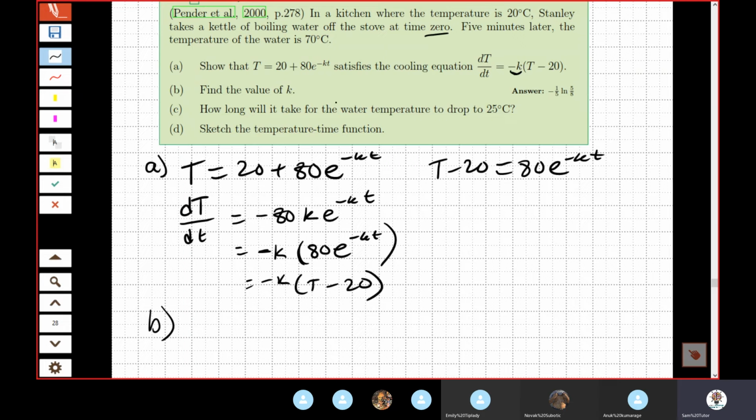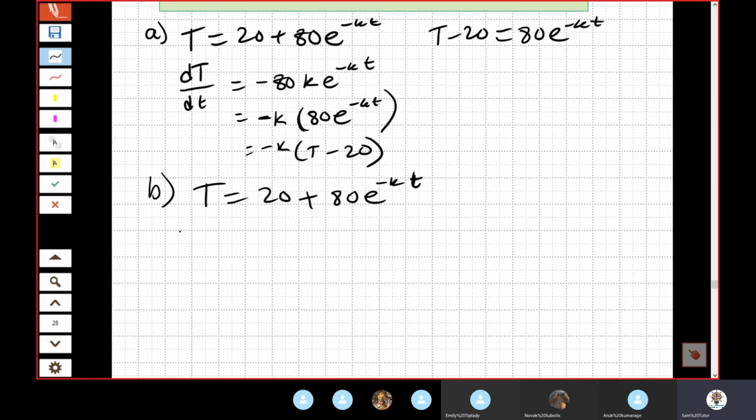All right, part b: find the value of k. Well, to do that, again, we go back to our original equation. I think we know that by now. There it is. What do you know? Five minutes later, the temperature of the water is 70. What do we know? Someone tell me. Five minutes later, temperature 70. We know time and temperature. Time is 5 minutes, and you've got 70 degrees for the temperature.